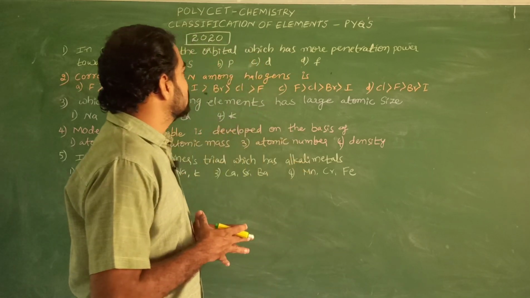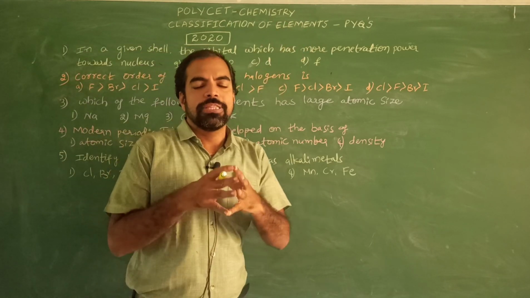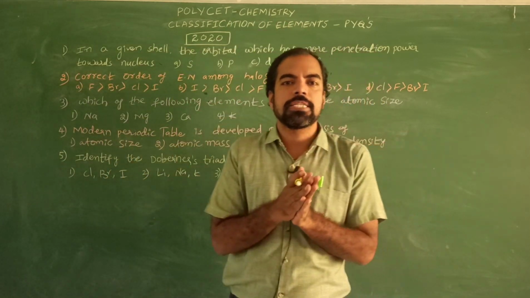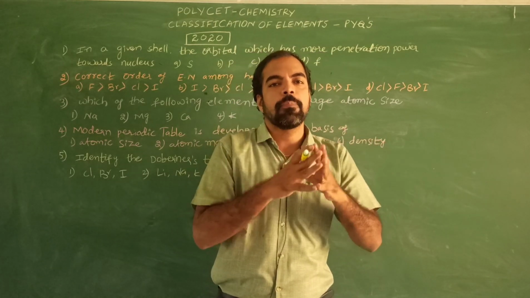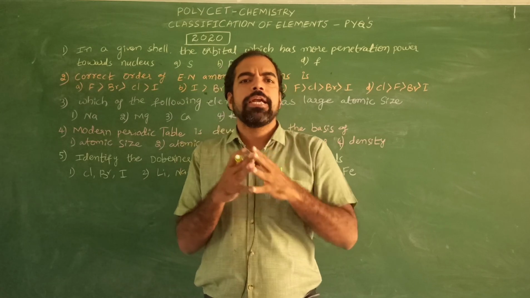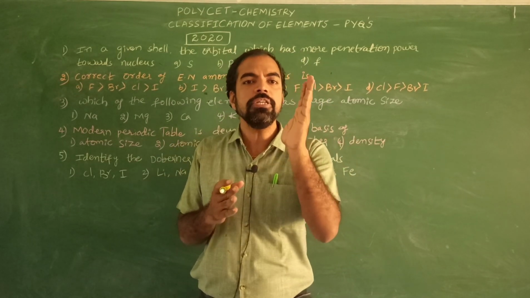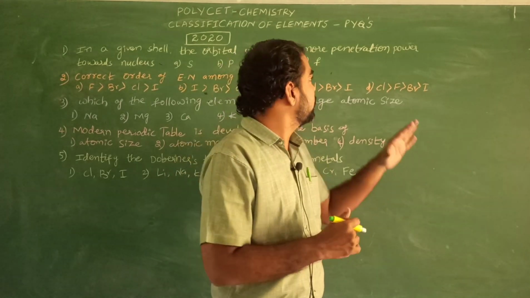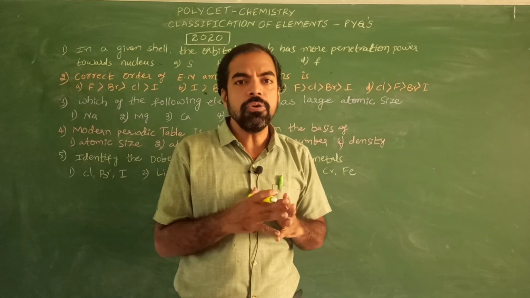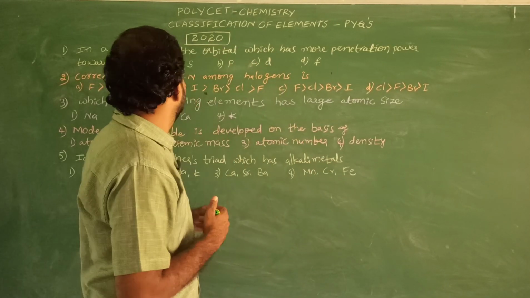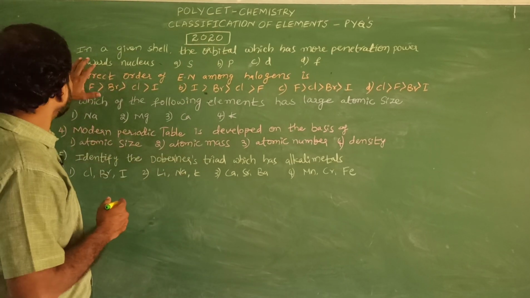Today we are going to discuss the previous year questions of the classification of elements. In the classification of elements, there are two parts. One is the classification of elements and the second one is the periodic properties. From the periodic properties at least 3 to 4 questions, and from classification of elements at least 2 questions. The overall weightage of the classification of elements is 6 to 8 marks.